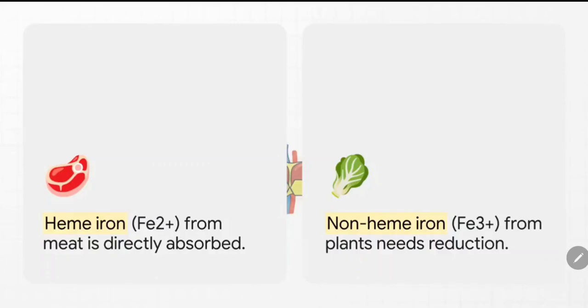It's very efficient. But plant-based non-heme iron, like what you'd find in spinach, is in the ferric state, Fe3+. It literally has to be reduced first by duodenal cytochrome B reductase to become Fe2+. Remember this rule. Absorption happens mainly in the ferrous, Fe2+ state.